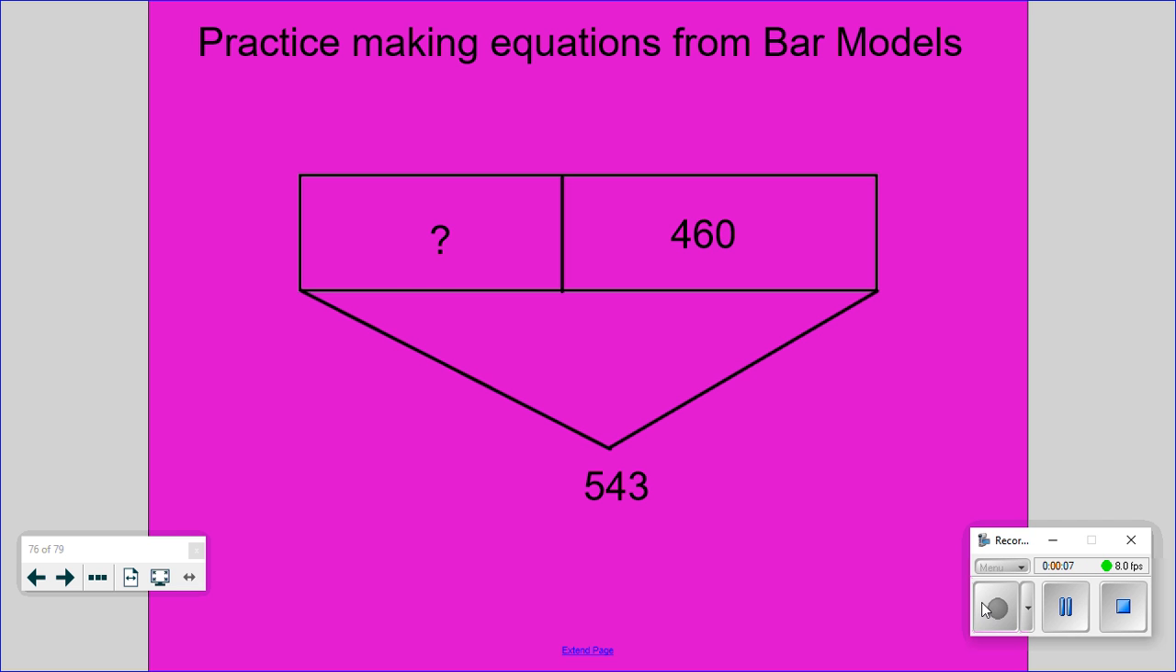We have a bar with a question mark inside, the number 460 inside, and then we have a triangle at the bottom that says 543. I'll give you a few seconds to get this written down. After you have it written down, go ahead and label your parts and your whole.